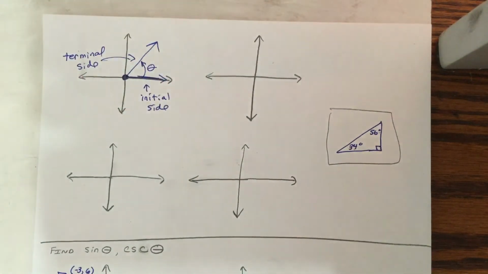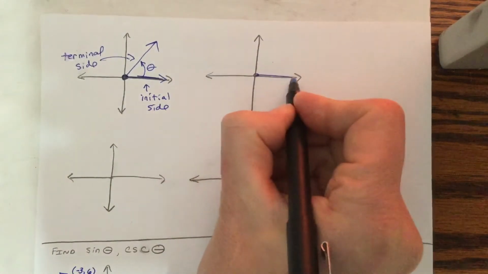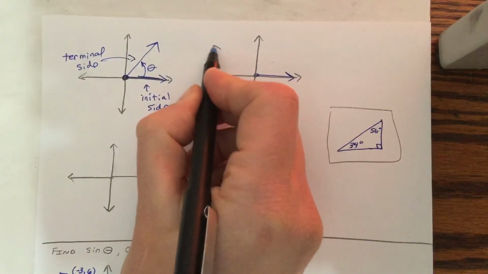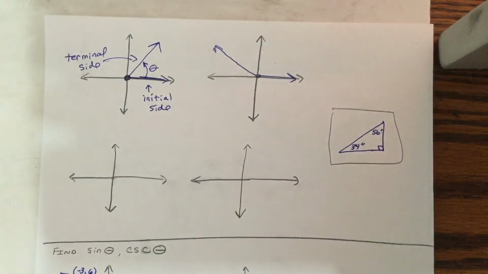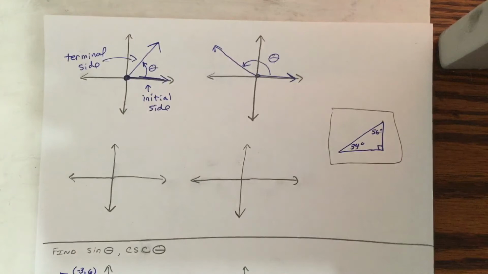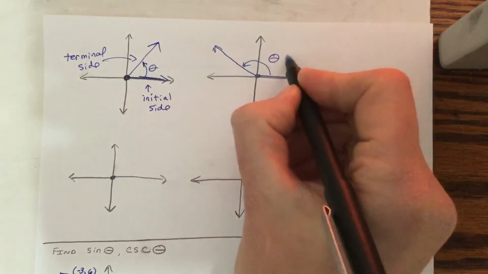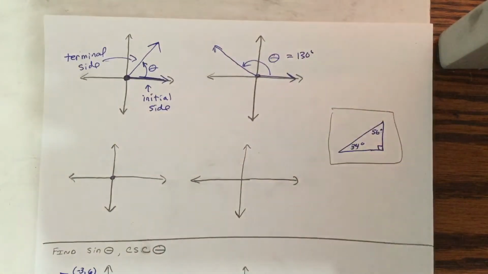So we have just dealt with angles that have ended in quadrant 1, so this is the measure of our angle. But we can have an angle open more than 90 degrees, so you could have an angle measure, initial side here, maybe the terminal side is in quadrant 2. Okay, so this would be the measure of theta. So maybe here theta is equivalent to 130 degrees, hypothetically.